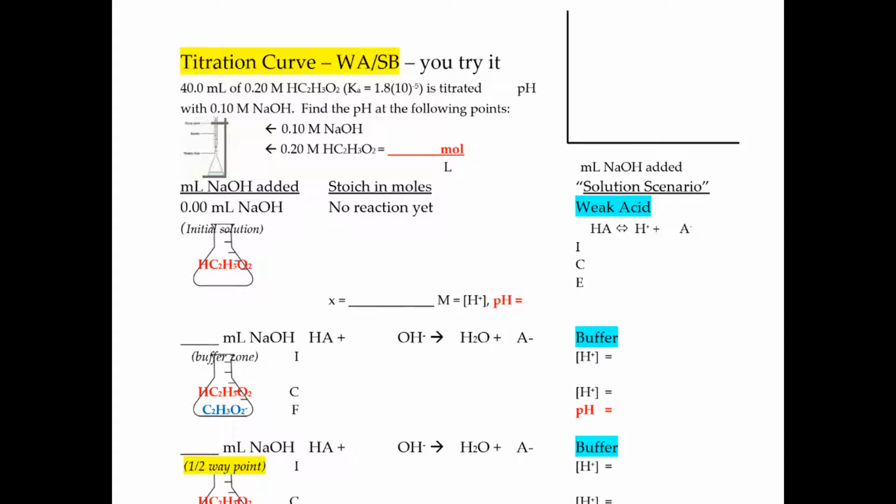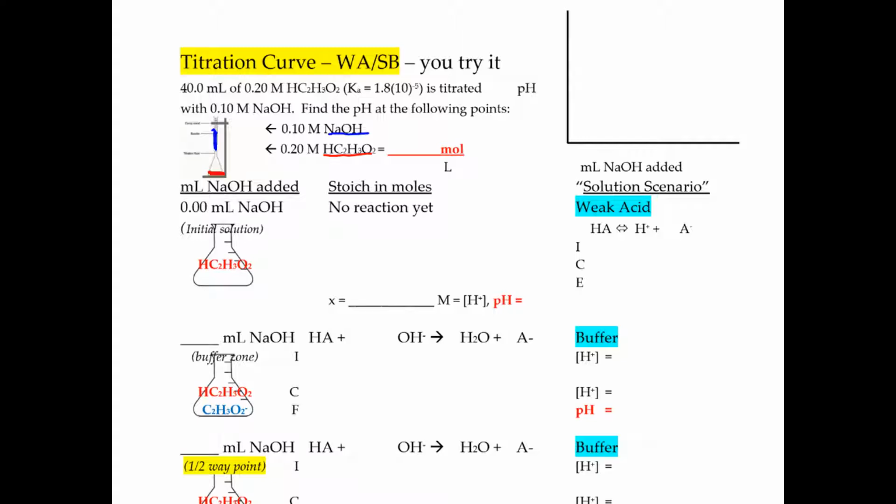Okay, we're going to work through the You Try It on page 9 of the AP Chemistry Chapter 15 packet. We have a weak acid here, which is acetic acid. We're going to add NaOH to it, which is a strong base. The first thing you want to do is figure out where the equivalence point is just to get your bearings in this whole titration.